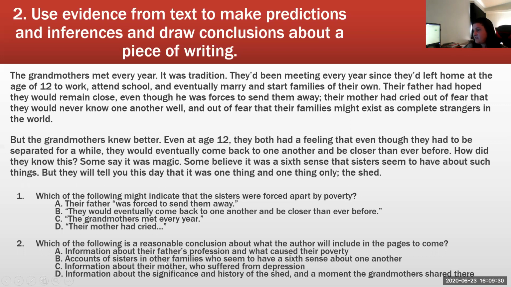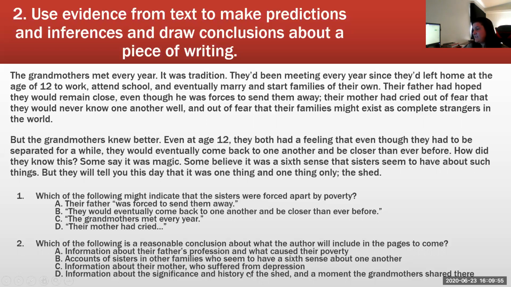Accounts of sisters and other families who seem to have a sixth sense about one another. That may be included later on, but that's not what we're going to read about next. Information about their mother who suffered from depression. Well, it doesn't even say that their mother suffered from depression. It just talks about how she cried out of fear that they would never know one another well. So that's wrong.